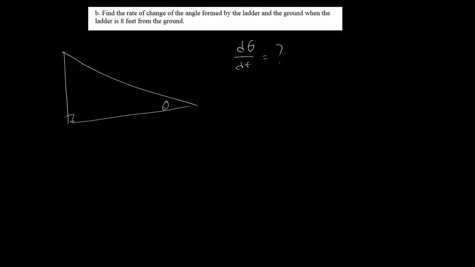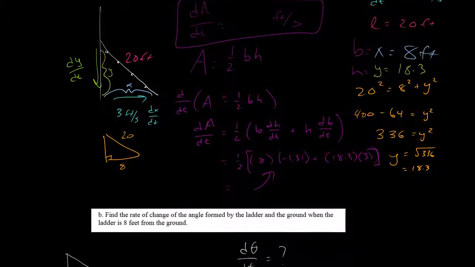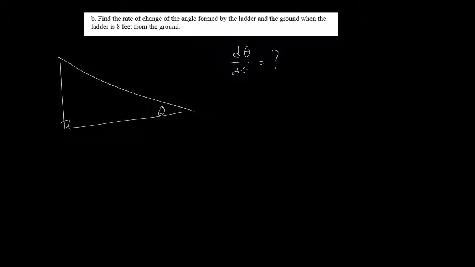So if we go back up and get all our information, our x is 8, our y is 18.3. So we're going to have our x is equal to 8, our y is equal to 18.3, and then our hypotenuse is equal to 20. So we're trying to find out how our theta is changing with respect to time.